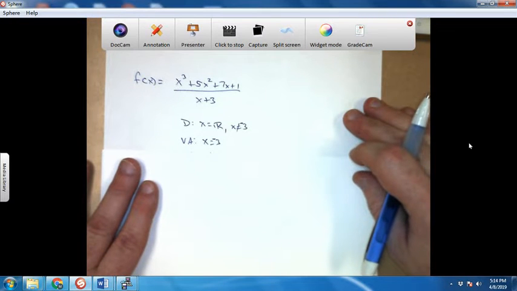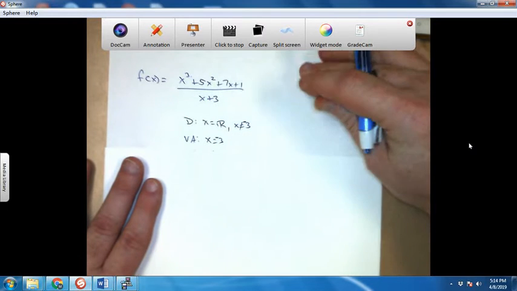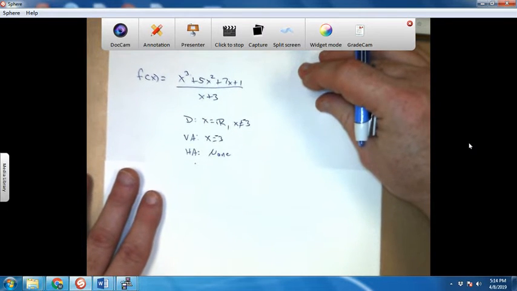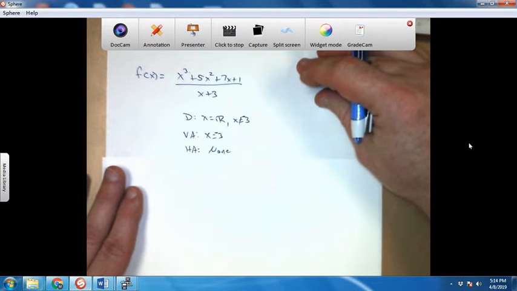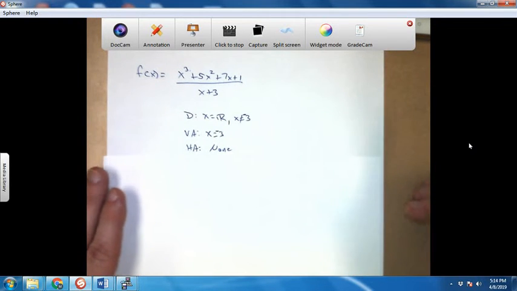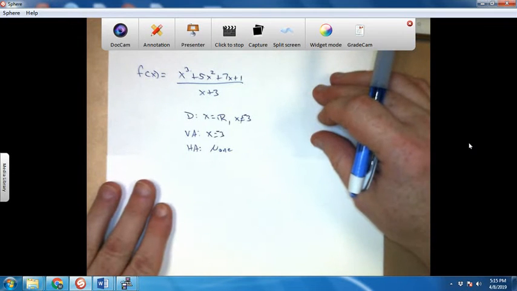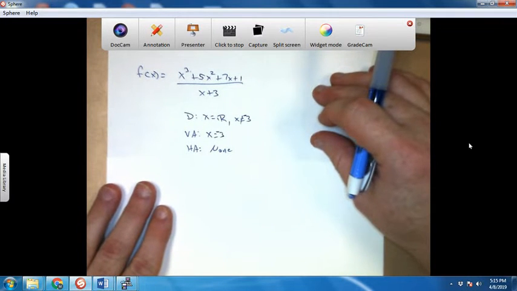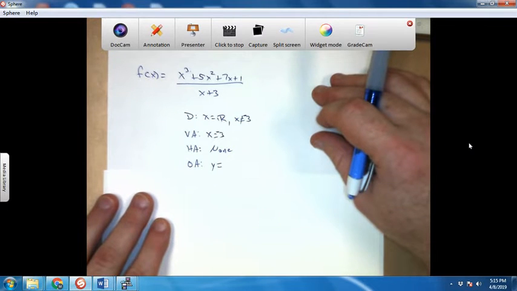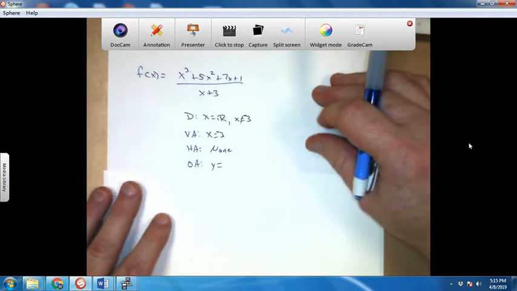Because the top has a larger exponent than the bottom, the horizontal asymptote is none. I'm going to write none in there, or NA. Don't leave it blank. That means I have to find the oblique asymptote. It has to have one. So here we go.